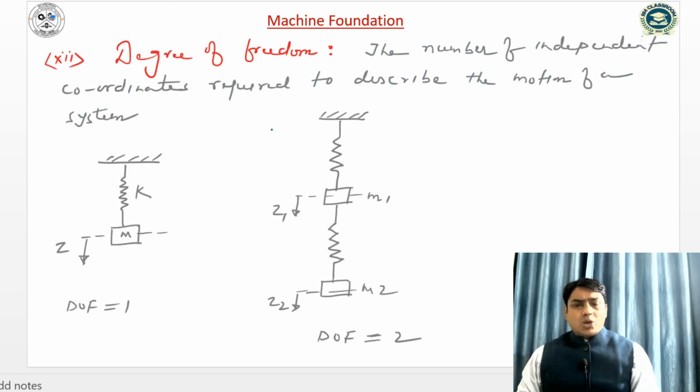Degree of freedom we have already seen in structural analysis. It is the number of independent coordinates required to describe the motion of a system. Here we can see that for this mass spring dashpot model, the degree of freedom for the system is 1. Here two springs are attached with two mass systems, so the degree of freedom is 2.